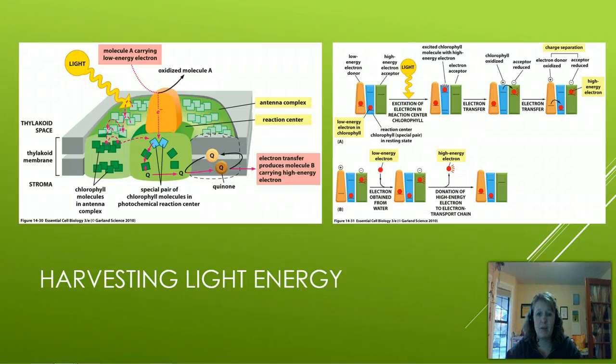So what's going to happen here is instead of using high energy electron carriers to drive the electron transport chain, we're going to use light to stimulate the electrons that have been donated. Now in this case the light is going to be in these tiny little packages called photons.